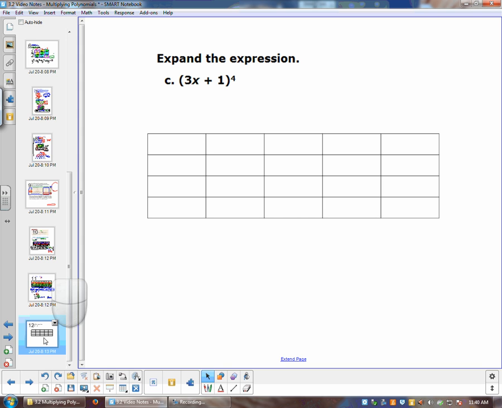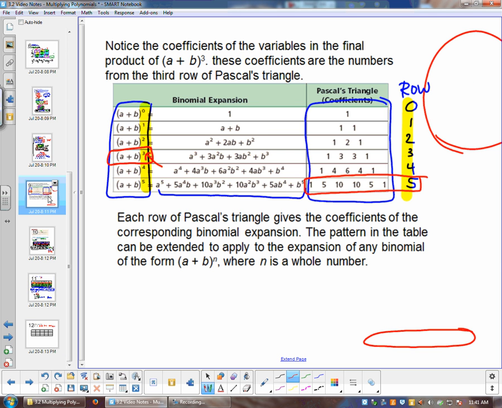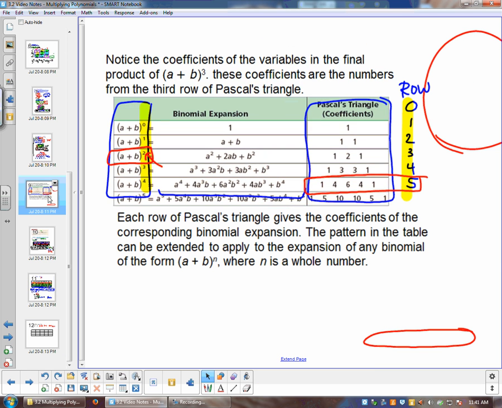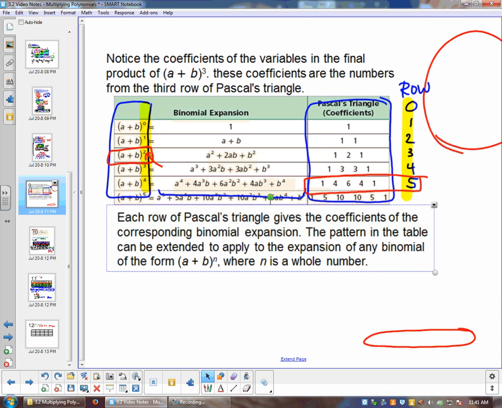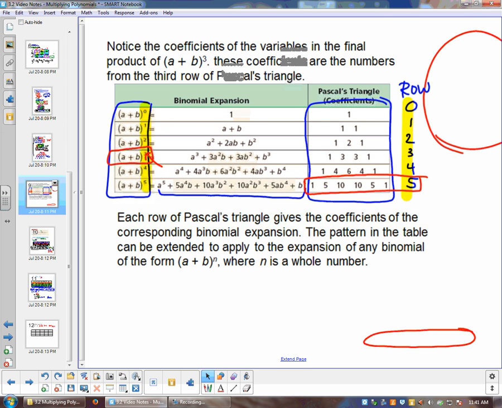All right, we have one last one we're going to do just to make sure we understand what's happening here. So we have the quantity 3x plus 1 to the 4th. All right, your a is 3x, your b is positive 1, and n is 4, which means we're in row 4 of Pascal's. So let's go back and find that first. Row 4 of Pascal's, there we go, row 4. So 1, 4, 6, 4, 1.